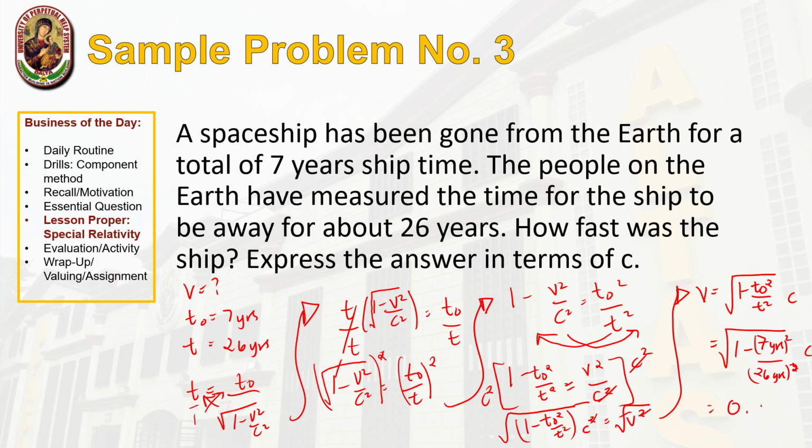0.96 c. So it is very fast, right? Almost close to the speed of light. That's why you have that big difference in terms of the time recorded by the observer on Earth and the person on the spaceship. Somehow you really traveled into the future, because the difference is almost 20 years. What more if you are traveling at 0.99, or 99% the speed of light? The difference would be bigger, right?